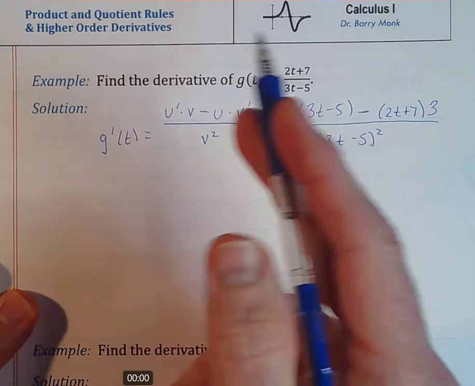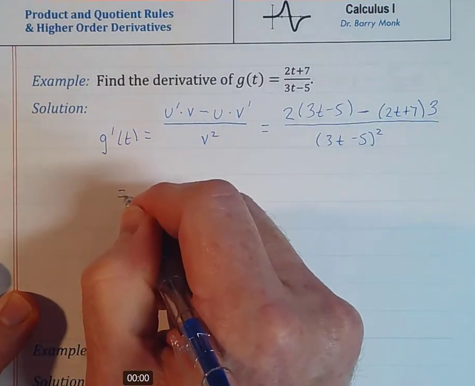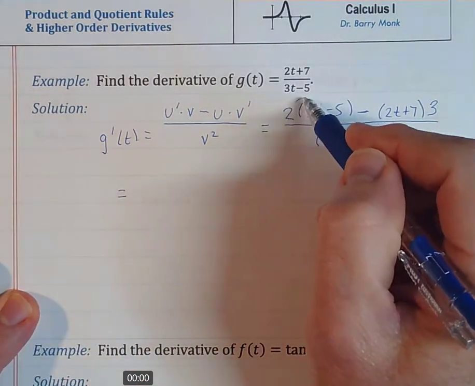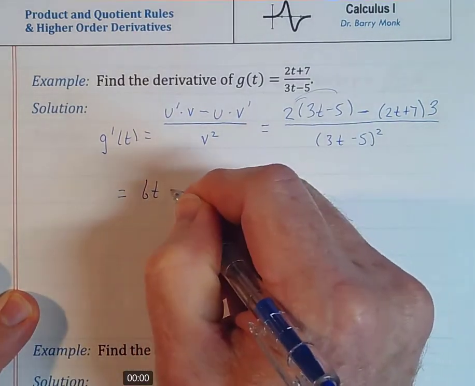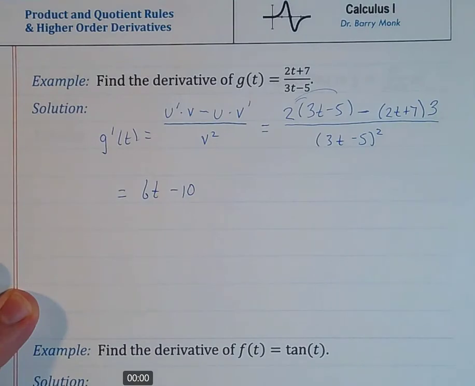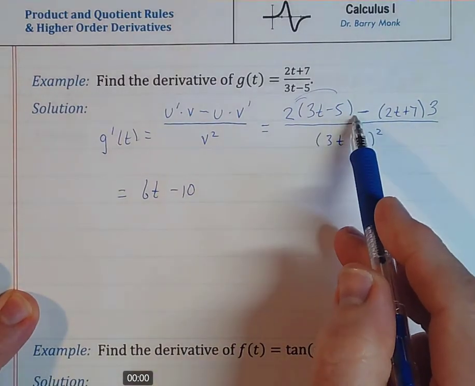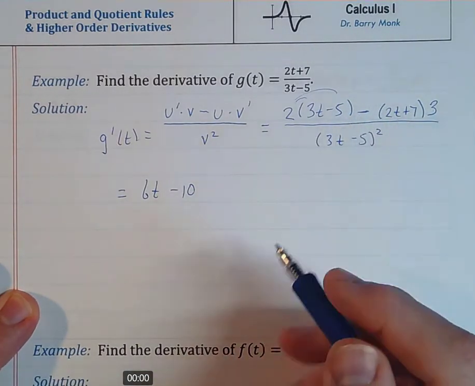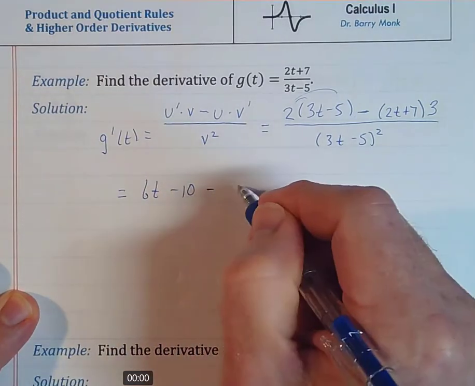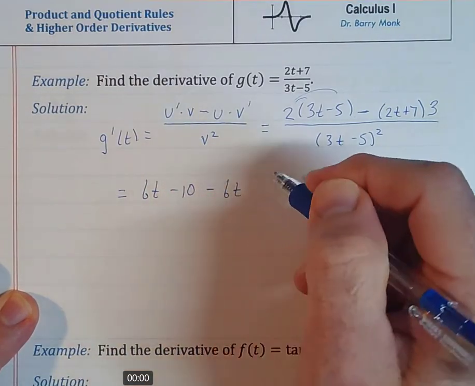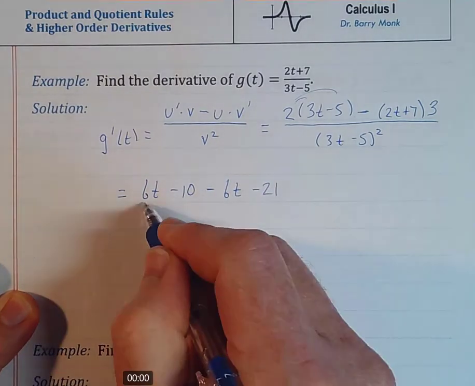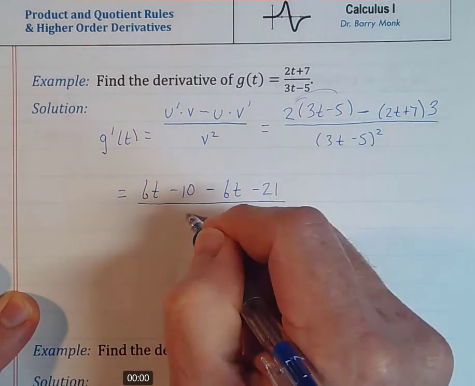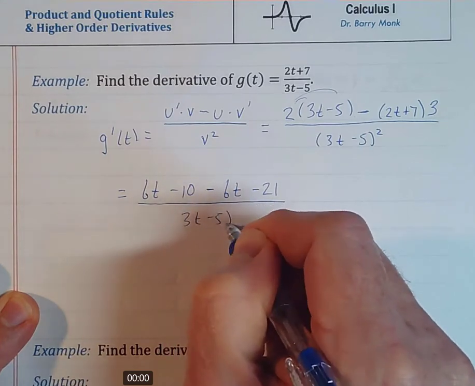What we could do, though, is we could do some multiplication. We see if we can simplify this a bit. I want to multiply this 2 inside the parentheses to get 6t minus 10. All right, I'm going to multiply this negative 3 inside the parentheses. So that's going to give me negative 6t minus 21. And all that is over 3t minus 5 quantity squared.